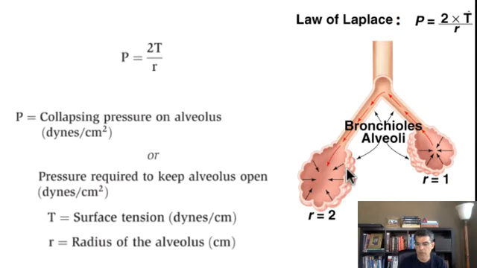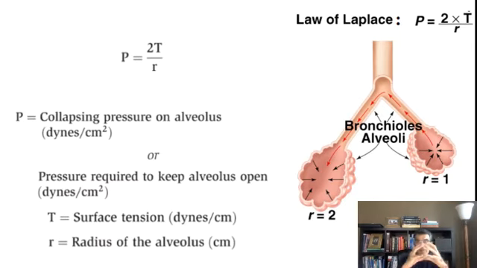Here are two alveoli. We have millions and millions of alveoli in our lungs. Not all of them have the same size. Let's say in this case, this alveolus is half the size of this one. This one is twice as big as this one. The radius for this one is 1 and the radius for this one is 2.